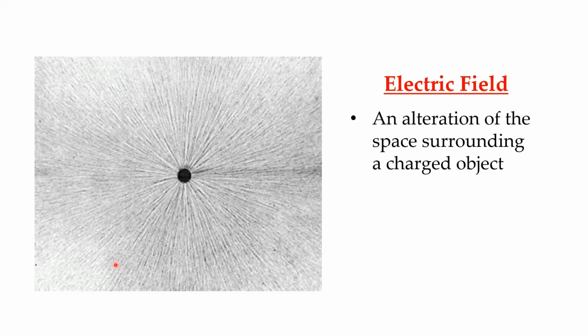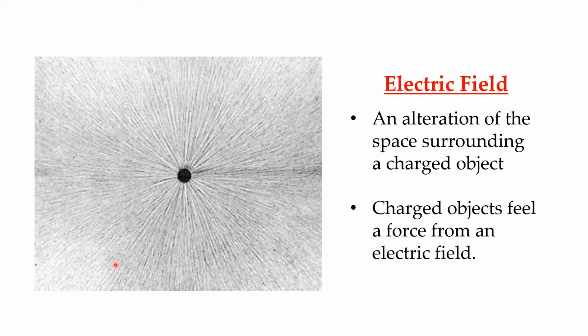So an electric field is simply an alteration of the space surrounding a charged object. Now, a lot of times we don't even notice electric fields. When you really notice an electric field is when you have charged particles. Charged objects feel a force from an electric field.